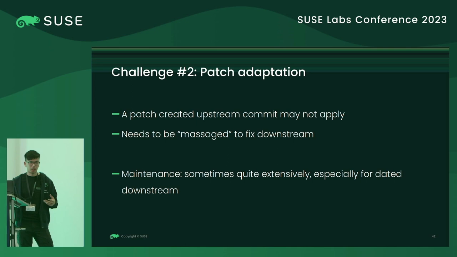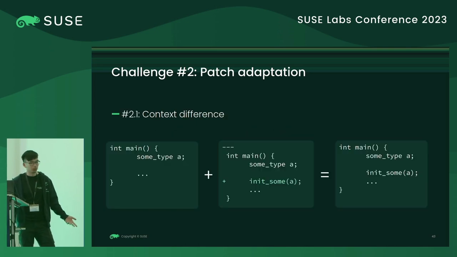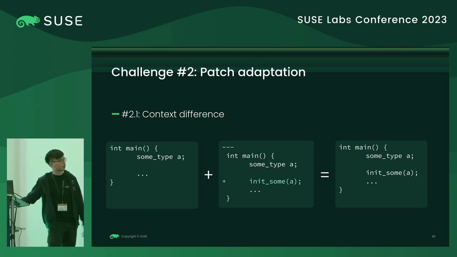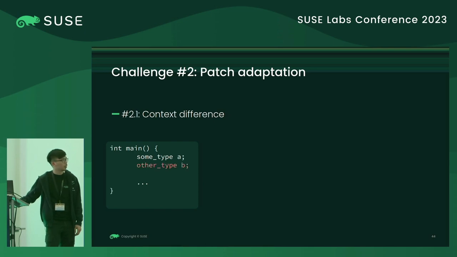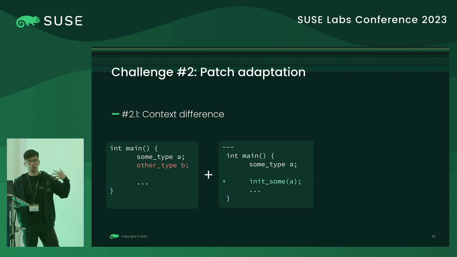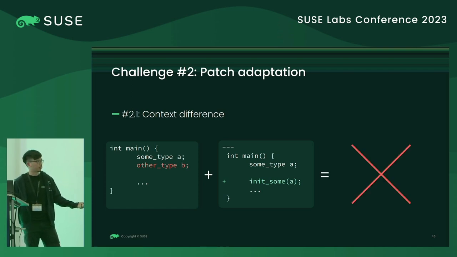And for the most usual part, a lot of the time, it's pretty simple. It could be just a context difference. Say you have a patch that adds this init call to your main function. And in your downstream, you have something different. Your main function has another local variable that got removed later. So if you try to apply this patch directly, of course it will fail, because the patch executable cannot find the exact location for the change.